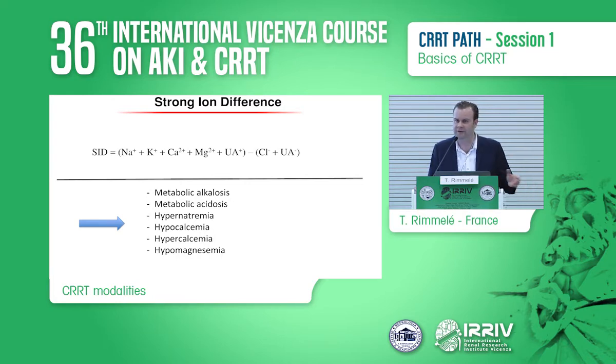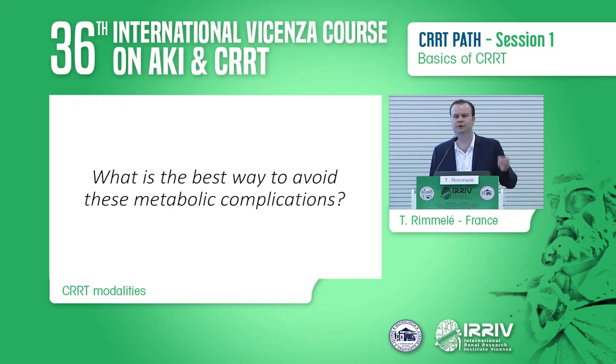On the other hand, if you get citrate accumulation, then you can get metabolic acidosis. You can also get hypernatremia. As you return some calcium at the end of the circuit, you can make some mistakes. You can get hypocalcemia, you can get hypercalcemia, you can also get hypomagnesemia. So you can get metabolic complications with citrate. So my question for you is, how do you limit this risk? What is the best way to avoid the metabolic complications with citrate?